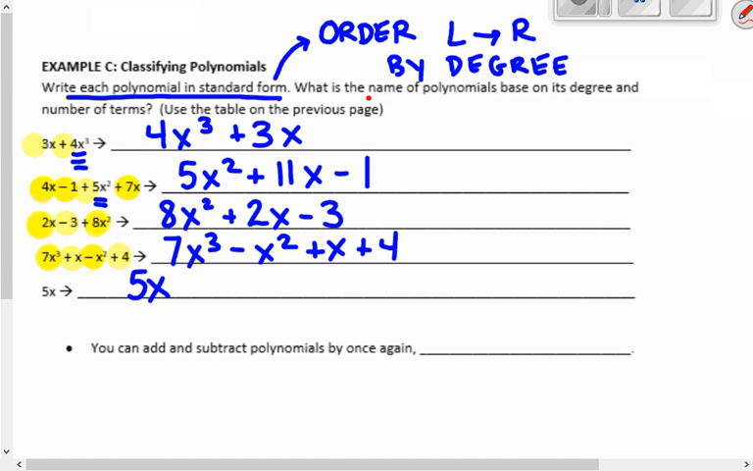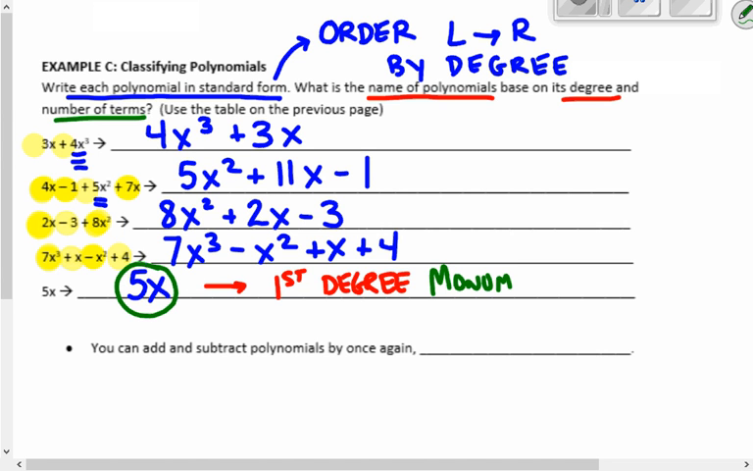Now we're going to name the polynomials based on the degree and the number of terms. So for the bottom one, we'll go from the bottom up here. The degree of this is 1, so it's called a first degree. And the number of terms is 1. There's only one term here. So it's a first degree monomial. And you may also hear of this as a linear monomial, because anytime the degree is 1, just like we talked about yesterday in that table, it's called a linear function.